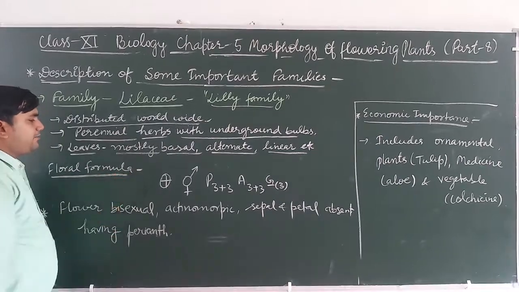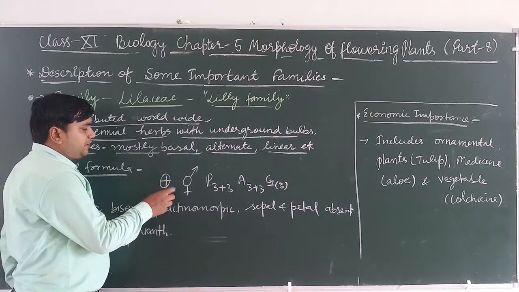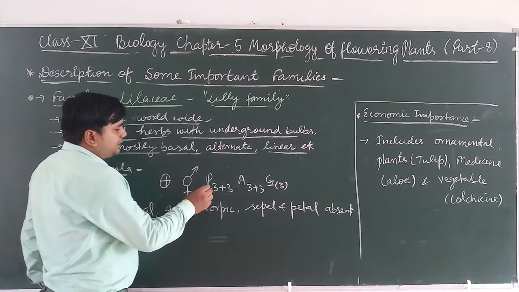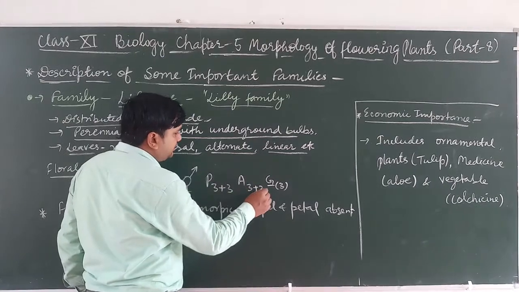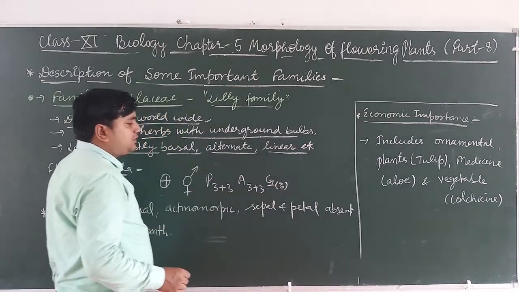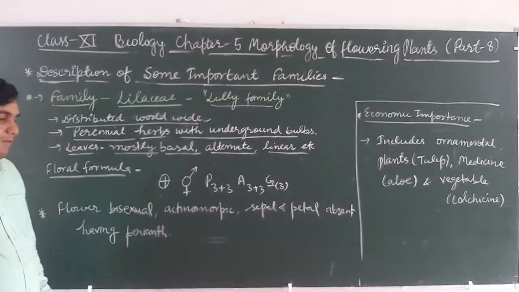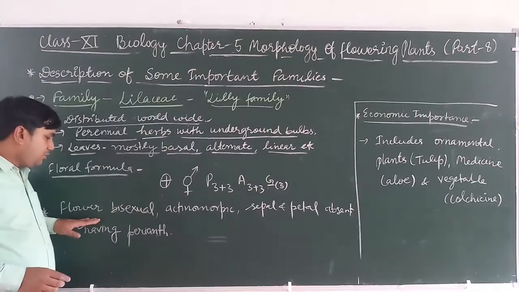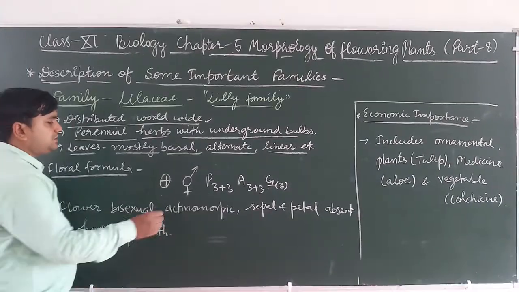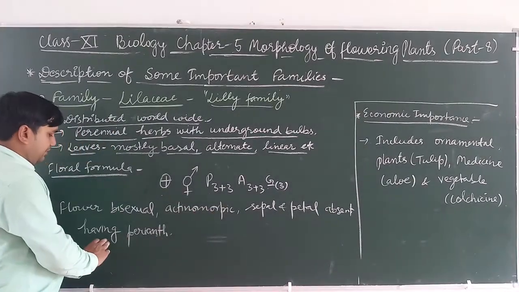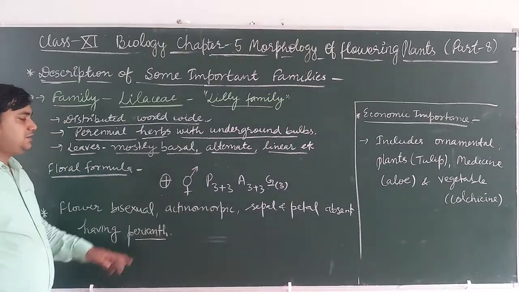And here is their floral formula. They are actinomorphic, bisexual, perianth present in the ratio of 3+3, androecium 3+3, and gynoecium tricarpellary. They have superior ovary. You can see here, floral formula: bisexual, actinomorphic. Sepal and petal are absent, so they have perianth.